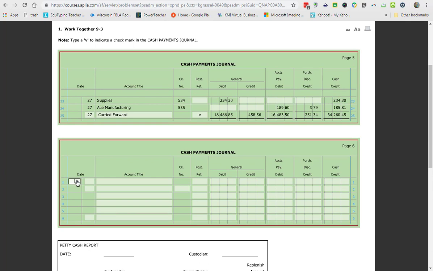Okay, now on page 6, we have to carry these numbers forward. Bring those numbers forward. See, I always say it wrong. So we have the month is March. Date is the 27th. On the top of the page, we write brought forward. And we also put a check mark in the post reference to say, I don't need to post it, and I didn't forget to do it. Don't forget you have cents.